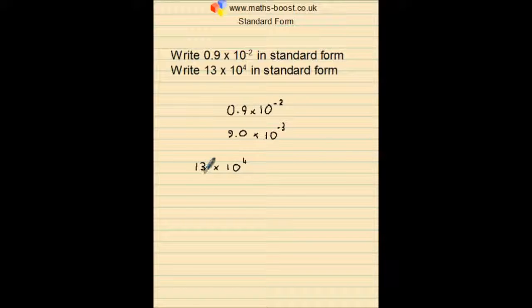Similarly here, this isn't in standard form because it's not between 1 and 10, so I'll make it 10 times smaller. And in just the same way, because I've made this smaller, I now need to make this bigger, and it's one place value. So I'll increase the 4 to a 5.